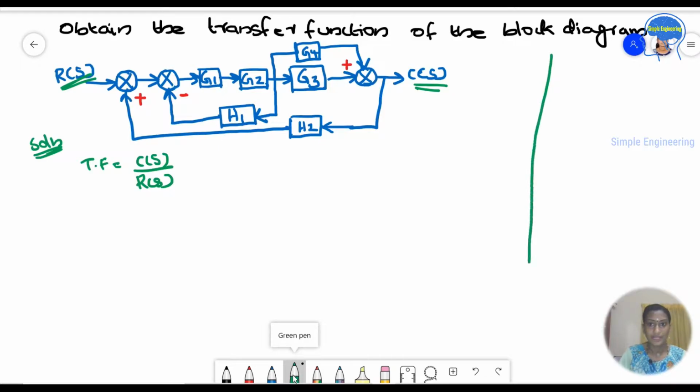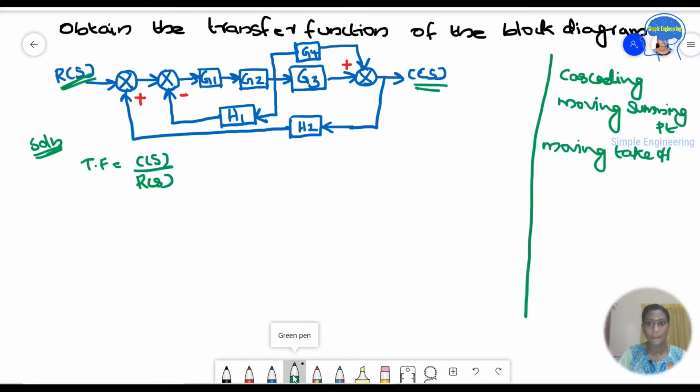We have already studied the rules: one is cascading, then moving summing points, then moving takeoff points, then eliminating the loop, then parallel blocks. You have to keep this in your mind. Think of this and look into this diagram.